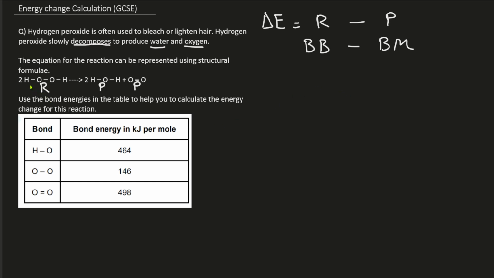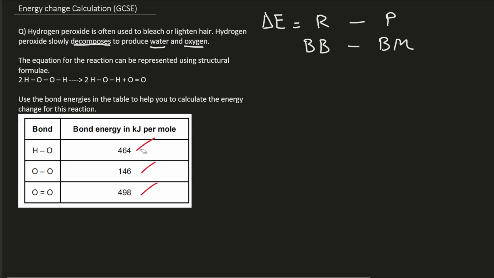So what do we have here? We have 2HOOH. Let's rub this out and look at this again. We've got to find the bond enthalpies. The bond energies are all here. We've got the HO bond, so for the HO bond to break, it's 464. For the single OO bond, it's 146. And for the double bond O=O, it's 498.